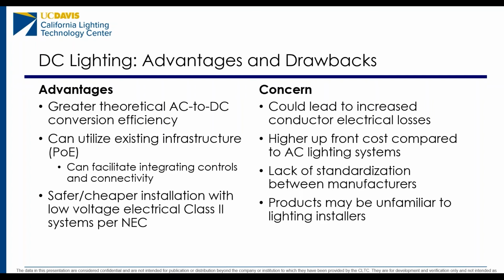However, there are also some drawbacks to DC lighting systems. There can be an increase in electrical losses in the conductor since you're transmitting DC power instead of AC power. There's currently a higher upfront cost associated with these DC lighting systems compared to comparable AC systems. And there's also a lack of standardization between manufacturers in terms of cabling, connectors, and communication protocols. Also, many of these DC lighting systems are pretty new, so they could be unfamiliar to the people who are actually installing them.